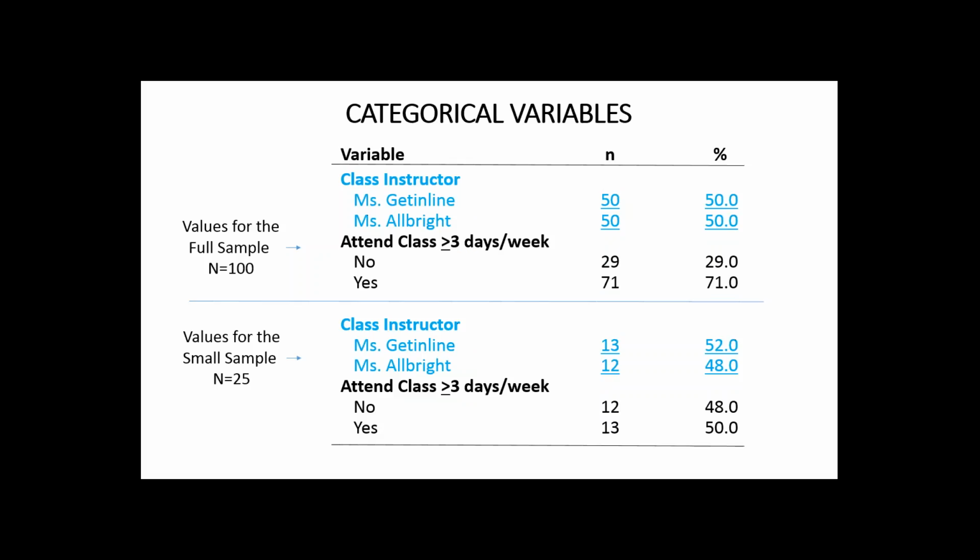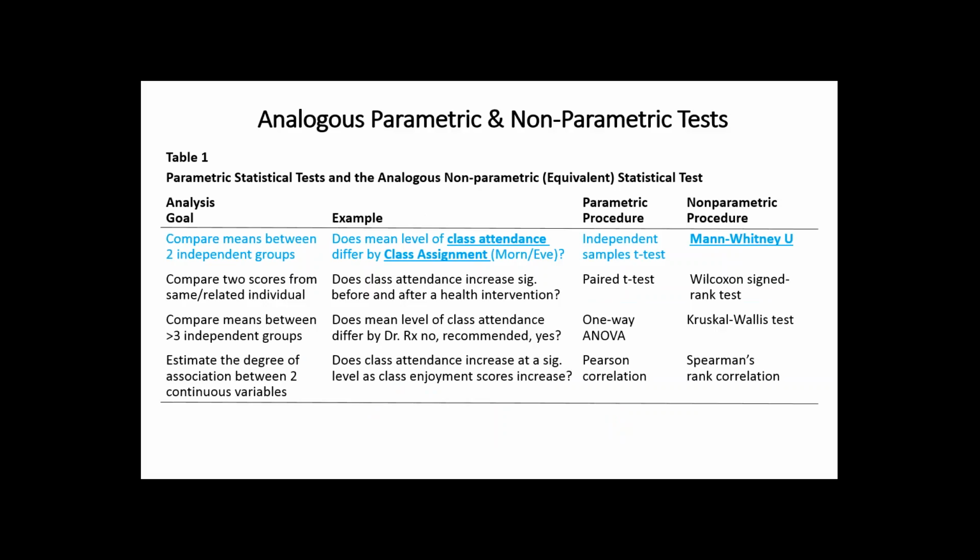Other categorical variables, same thing for class instructor. About half and half for both, for Ms. Gentley and Ms. Albright. Now the attendance is a little off, because for the full 100, only about a third were not going 3 days a week or more. But for the 25, it's almost half that are not going 3 days a week or more. So what are you going to do? It's not terribly disparate. So now let's apply these analogous non-parametric tests.